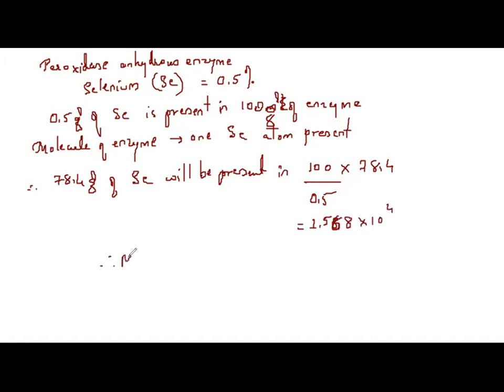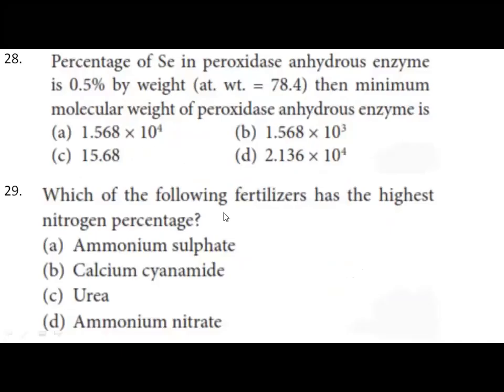So I can say the minimum amount, or you can say molecular weight of enzyme is 1.568 into 10 raised to 4. So let us see our option contains it or not. So option A is the right option.